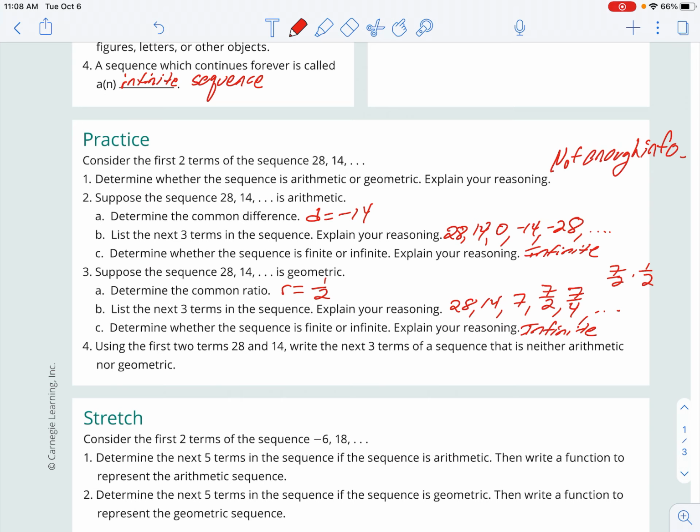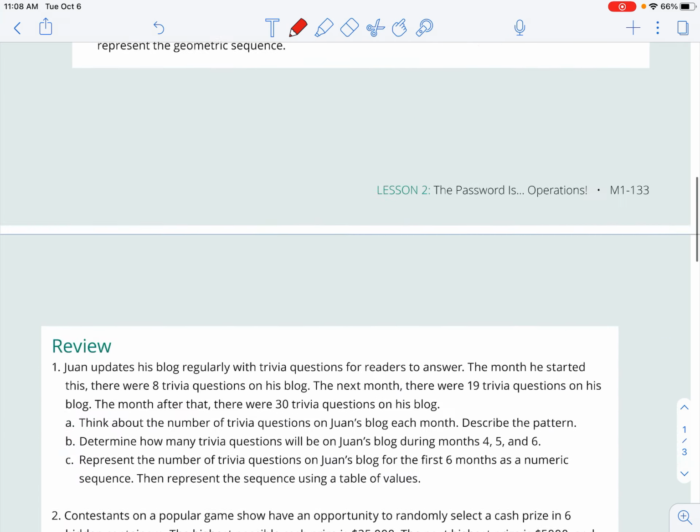Using the first 2 terms, 20 and 14, write the next 3 terms of a sequence that is neither arithmetic nor geometric. Going from 20 to 14, I went down by 6. Now let's say I go down by 13. So 14 minus 13 is 1. Then I'm going to go down by 12, so 1 minus 12 is negative 11. Then I go down by 11, so I'm at negative 22. Then I go down by 10, so negative 32. That is my non-arithmetic, non-geometric sequence.